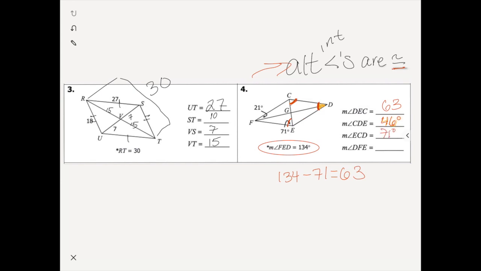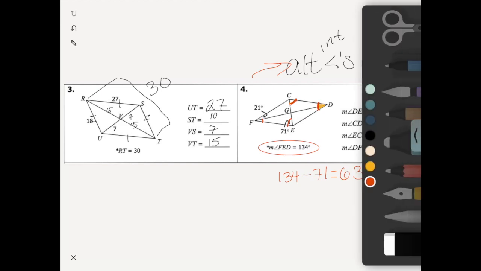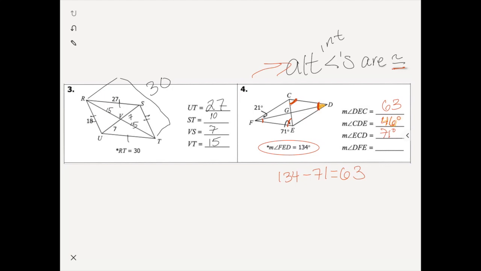And last, the measure of angle DFE. So DFE is right here. This little bitty angle right there. Now this time, we're going to use the property that opposite angles are congruent. Again, this could be a bit hard to see, so I'm going to erase everything on this diagram.